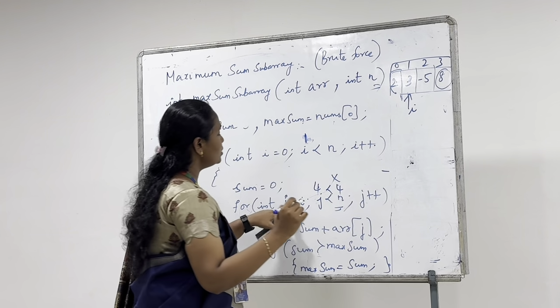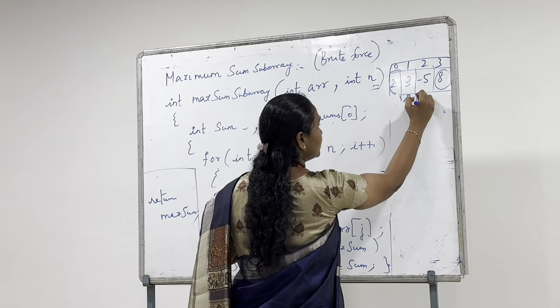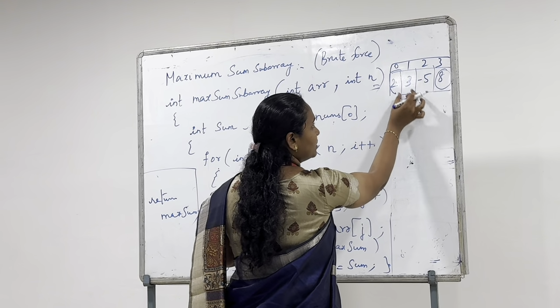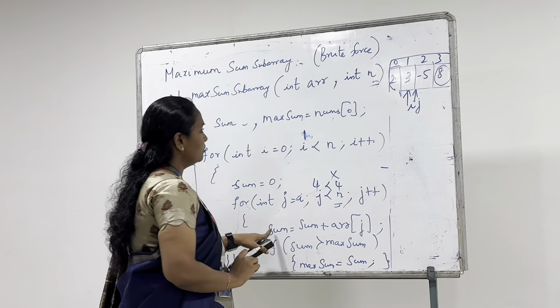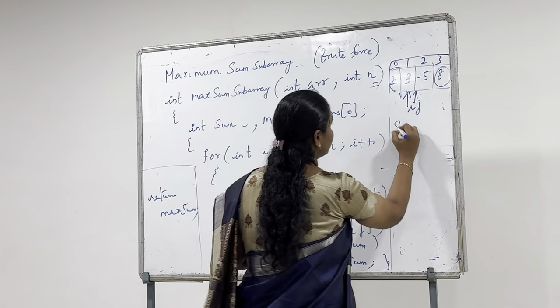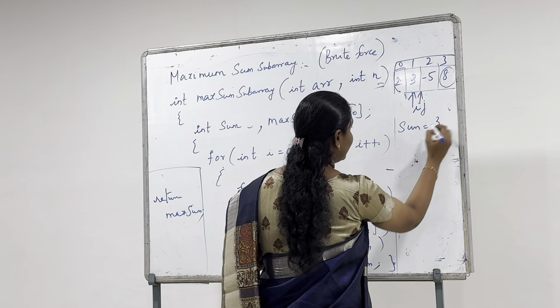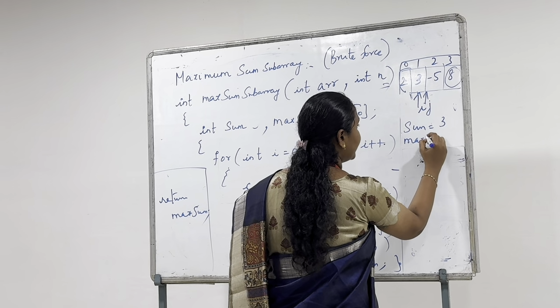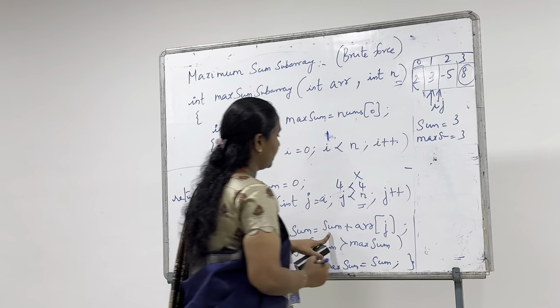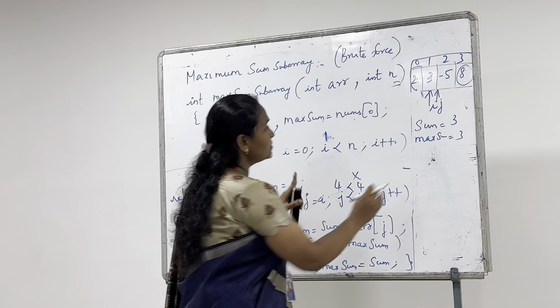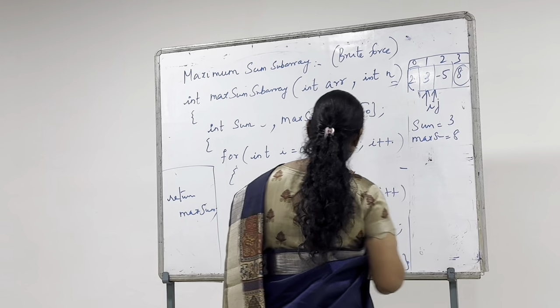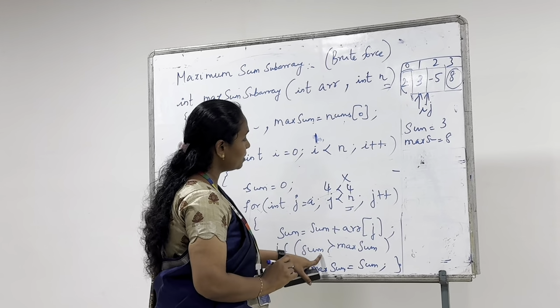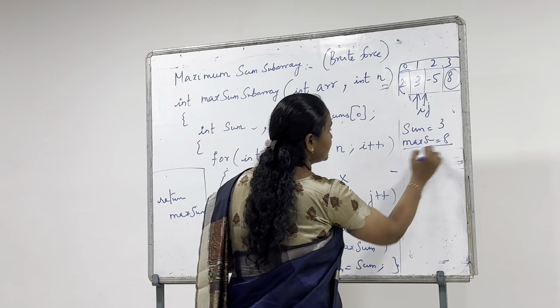Okay, so now j is again pointing to i, so the length of the subarray is 3. For this the sum is 3 and the maximum sum is again 3. So the maximum sum, it was 8, the previous it was 8. Compare with the sum and the maximum sum remains the same.